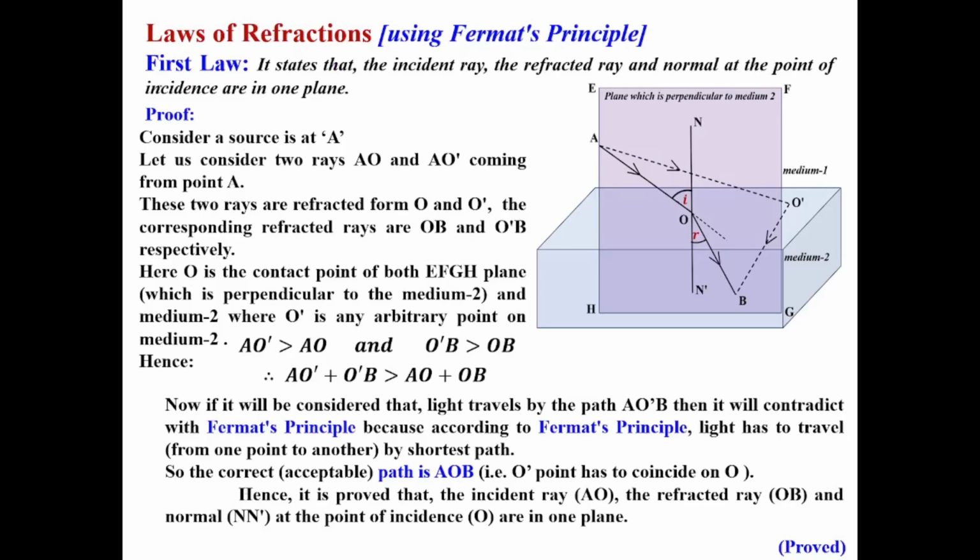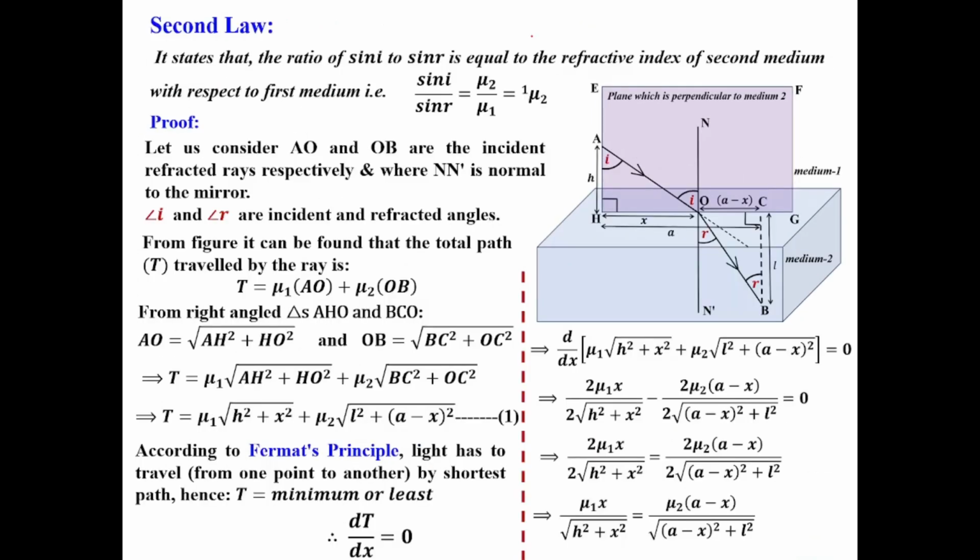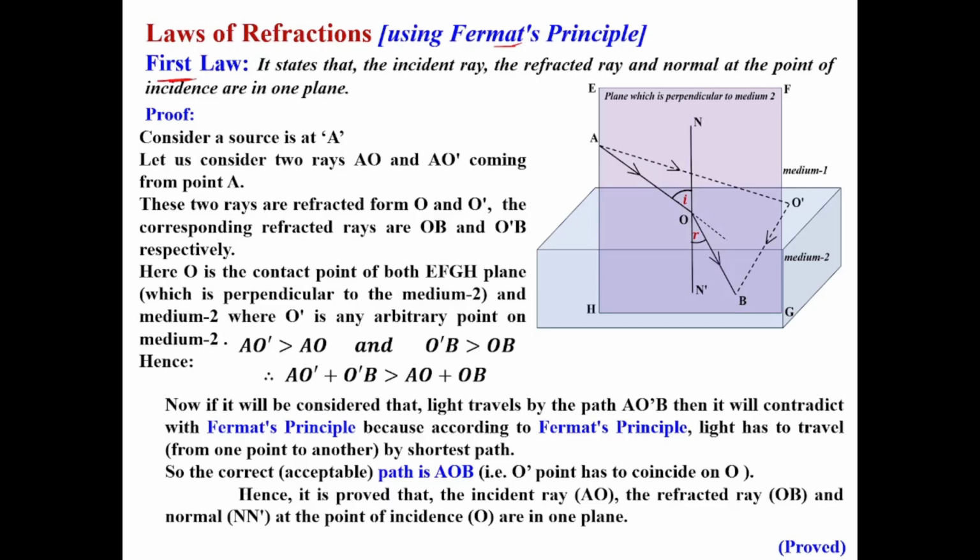First, we have to prove the first law of refraction by using Fermat's principle. Then we are going to prove the second law of refraction by using Fermat's principle. Here the first law states that the incident ray, the refracted ray and the normal at the point of incidence are in one plane.